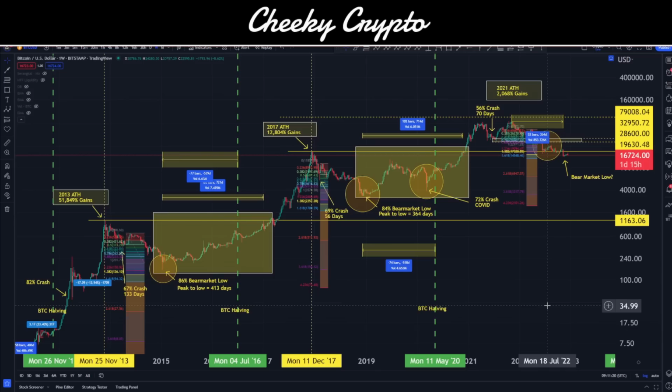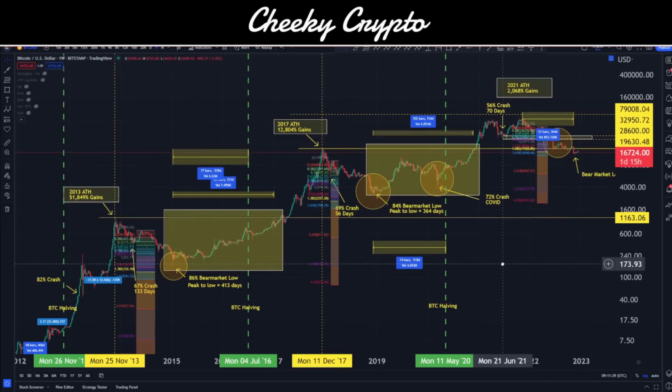So let's get on into this. Right here we have Bitcoin paired up with US dollar on the 1 week chart, and Bitstamp is our data source. Now this is one of those big macro views. There's a lot to digest here. It's been a while since we've looked at this particular chart, but basically what we're taking a look at is the 2013 high, the 2017 high, the 2021 highs, the bear markets of 2015 all the way through to the 2018 bear market, and obviously the current bear market.